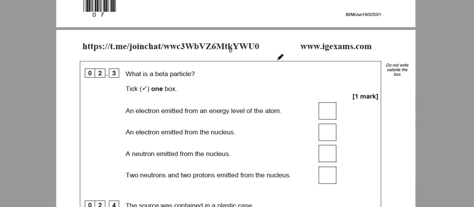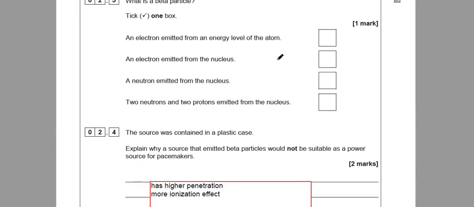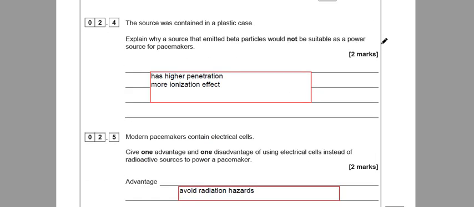What is a beta particle? An electron emitted from an energy level, no. An electron emitted from the nucleus, yes. The source was contained in a plastic case. Explain why a source that emitted beta particles wouldn't be suitable as a power source for a pacemaker.